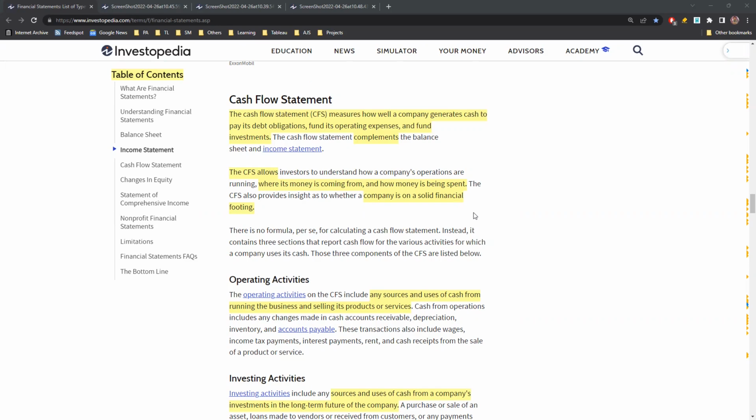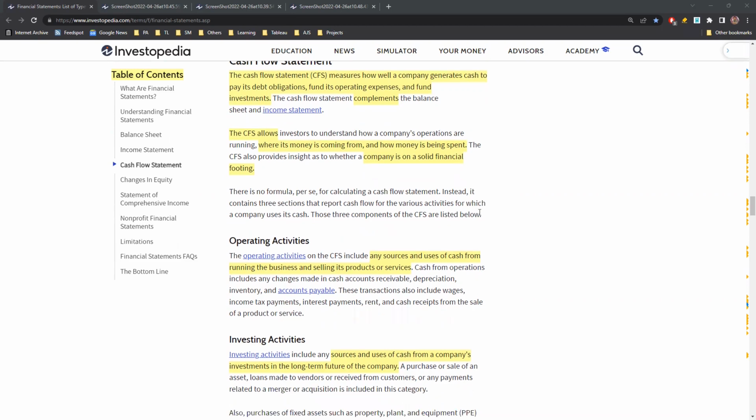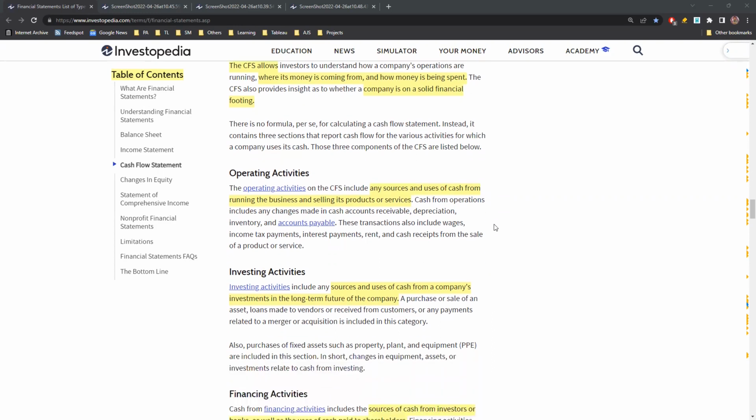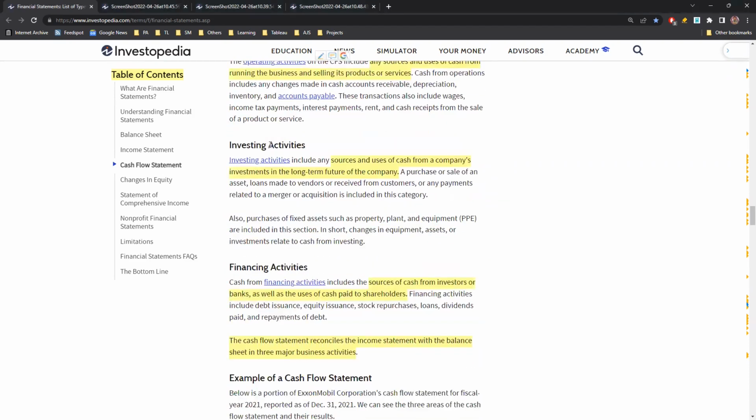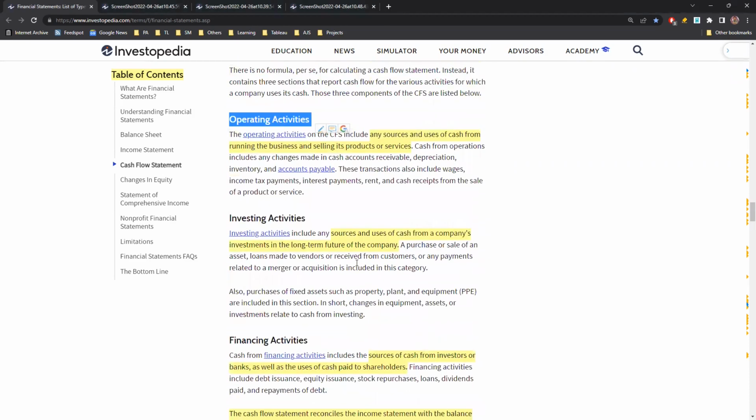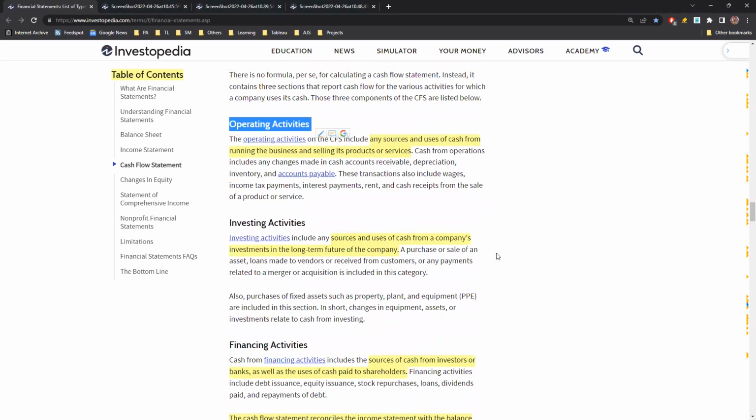As I just said, it mainly tracks all the cash ins and cash outs of a particular company, and they normally categorize these cash ins and cash outs into three different buckets. One is the operating activities bucket, second is investing activities, and third is financing activities. They categorize all the cash in and cash out transactions into each of these three buckets for better understanding.